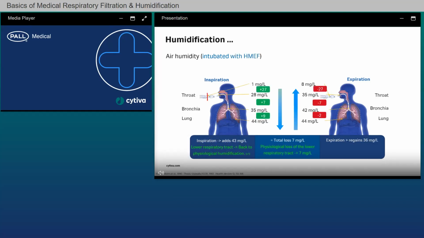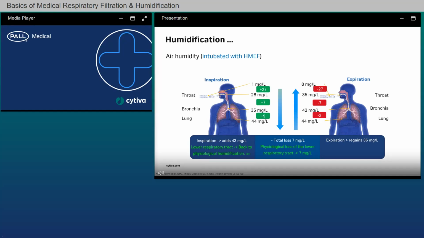Now we're looking at a solution with a decent HMEF. In this case, this patient has a BB100 filter. That's what the figures are based on. This time, I'll start on the expiration side. We've got the typical 2 milligram in the lower part and the 7 milligram on the upper part. But now we have the BB100, which is able to contain about 27 milligram per liter.